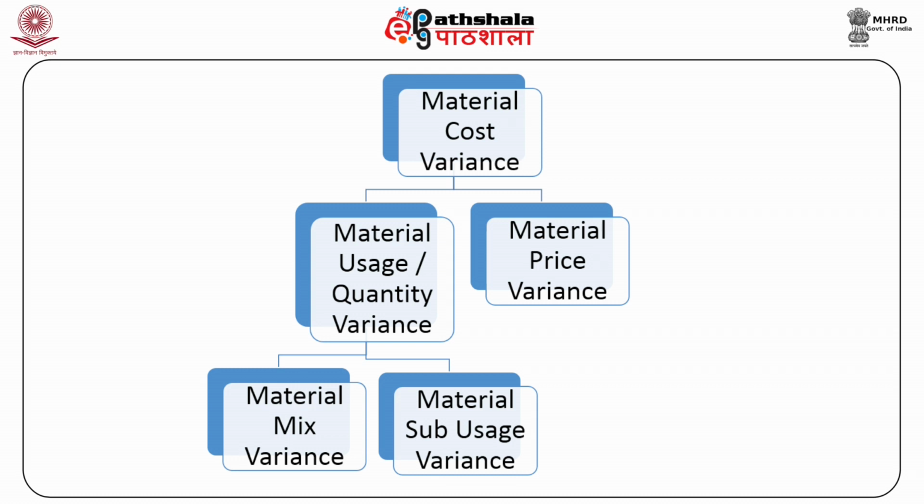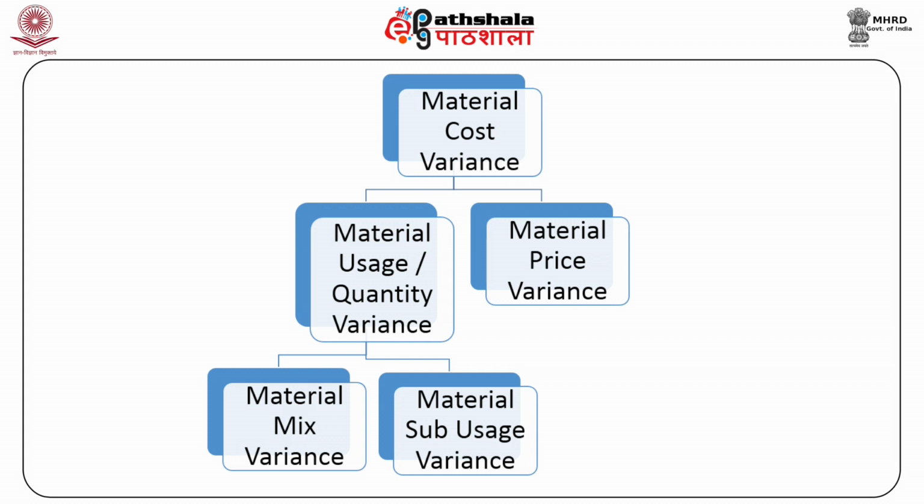Second, material price variance arises when the firm purchases the raw material at a price different than the standard price. Third, material usage variance arises when there is a difference between the actual quantities of raw material and standard quantities of raw material to produce the output achieved. The material usage variance is subdivided into material mix variance and material revised usage variance or material sub-usage variance.